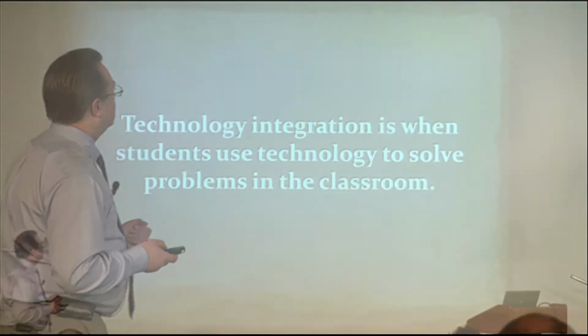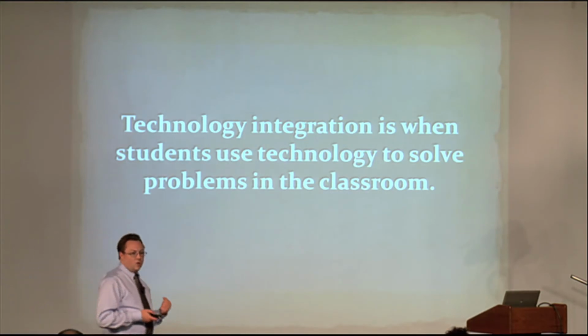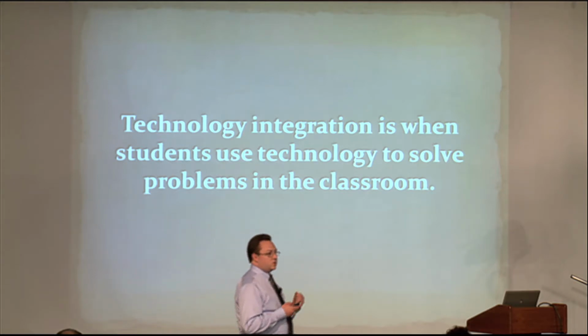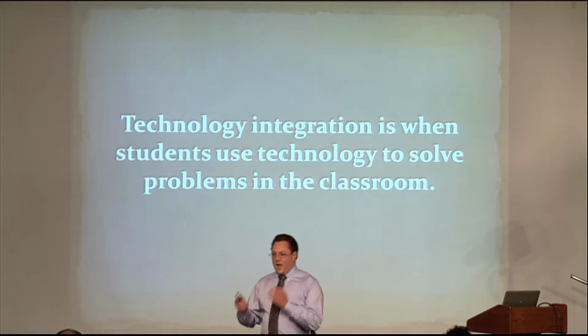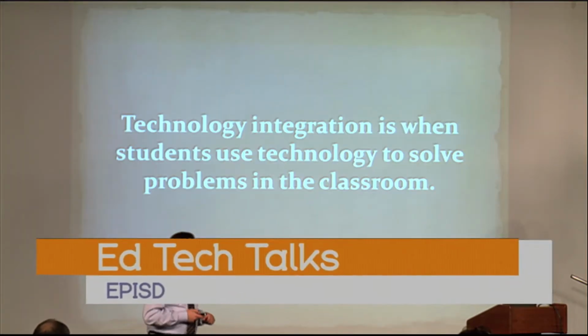So a quick definition of technology integration is when students use technology to solve problems in the classroom. Unless students are actually using the tools themselves to solve a classroom problem, whether it's to answer a math problem, or to present what I learned when I read the chapter in the book, whatever it may be, if they're not answering a problem or coming up with a solution, technology integration isn't truly taking place. Doesn't mean that there's anything wrong with those technology tools. Doesn't mean you shouldn't use those technology tools. They can be very interesting and engaging lessons, but it's not technology integration until students are producing a product.